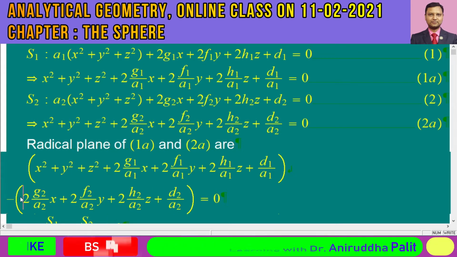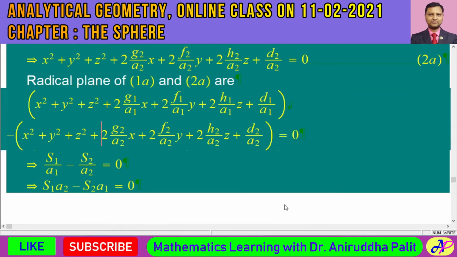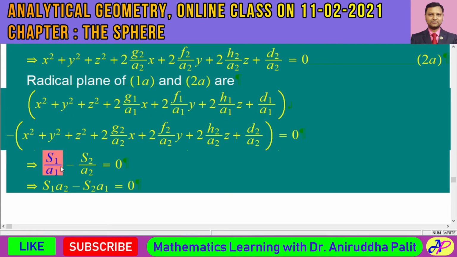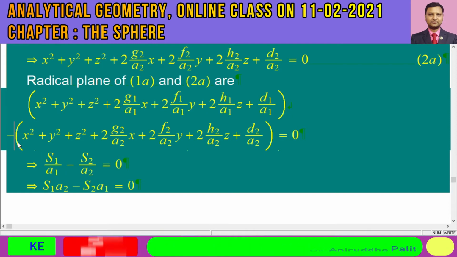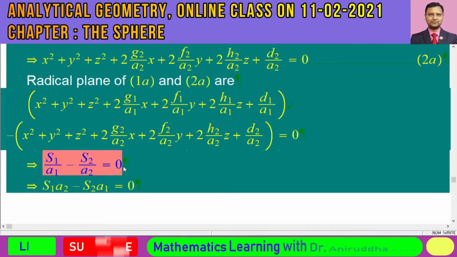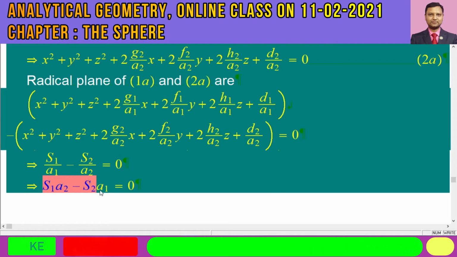Minus this kind of expression, x square plus y square plus z square minus this kind of expression. And what is this? This expression is nothing but equal to s1 by a1, and this second expression is nothing but equal to s2 by a2. So this equation can be simplified, and the radical plane can be written as s1 a2 minus s2 a1 is equal to 0.